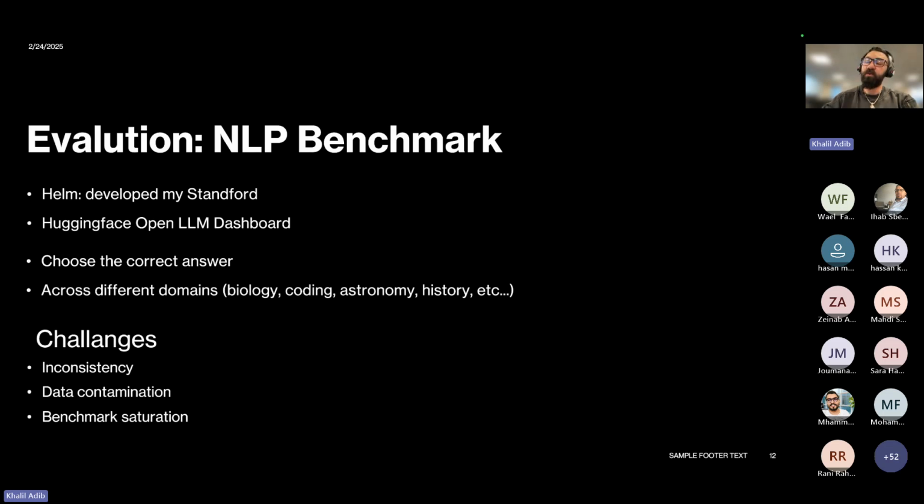Essentially, it is when we train the model on the test set, even without us realizing, because, as I will talk about in the data set slides, they just scrape the internet and then train on it.